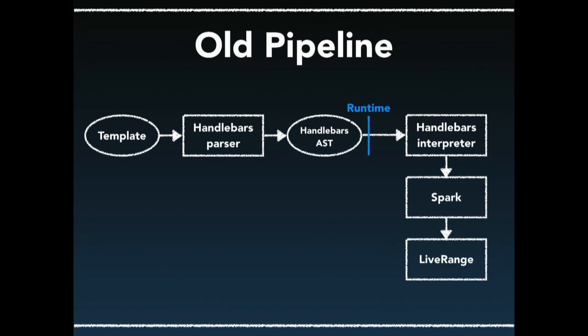for taking in a template. The part to the left of the blue line happens when your project is built. So your template is parsed by handlebars parser, which spits out an AST, which is an abstract syntax tree. It's basically just a JSON data structure representing the parsed template. When the code actually goes to run on the client, the handlebars interpreter pulls up that data structure, it walks through it, it makes calls to Spark. Spark makes calls to live range, and that's kind of how everything happens.